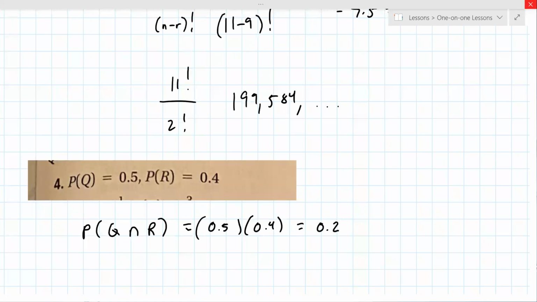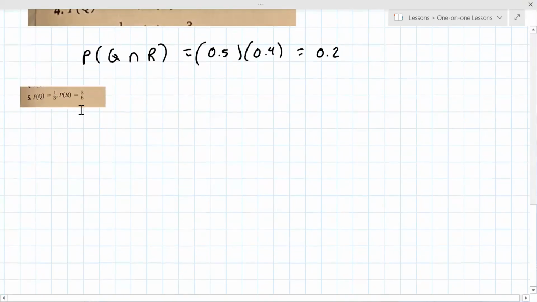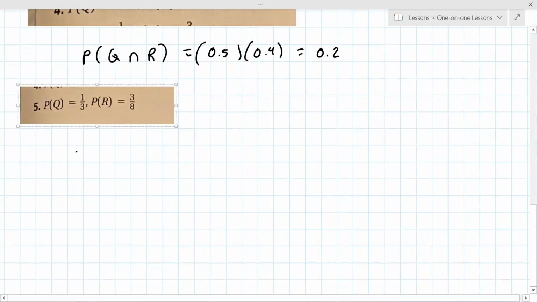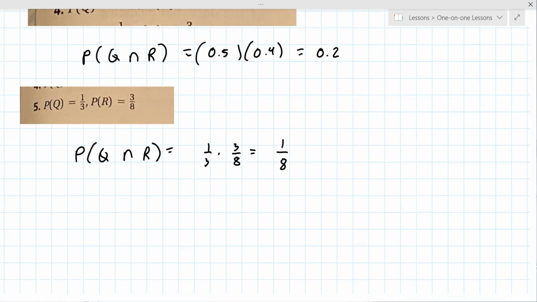Let me get that snipped in. So the probability of Q and R is 1/3 times 3/8. The 3's cancel and you get 1/8. Okay. Got it.